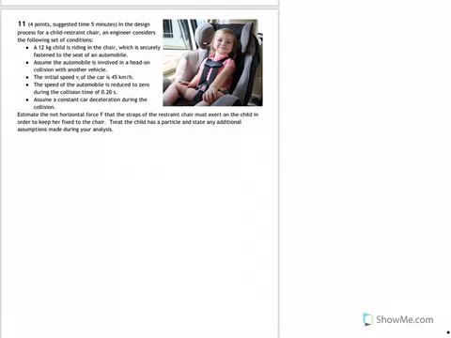The speed of the automobile is reduced to 0 during the collision in a time of 0.2 seconds. And assume a constant car deceleration during the collision. So we've got a couple tasks here. First, we want to estimate the net horizontal force F that the straps of the restraint chair must exert on the child in order to keep her fixed to the chair.